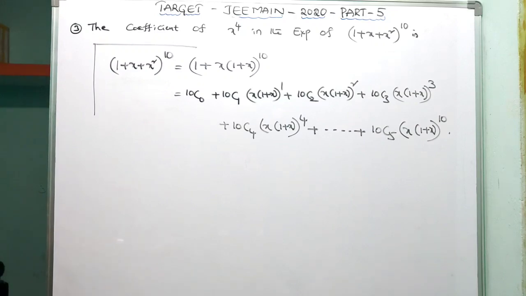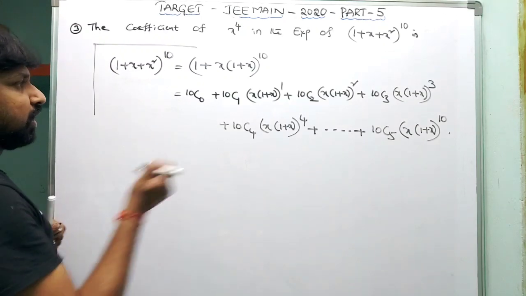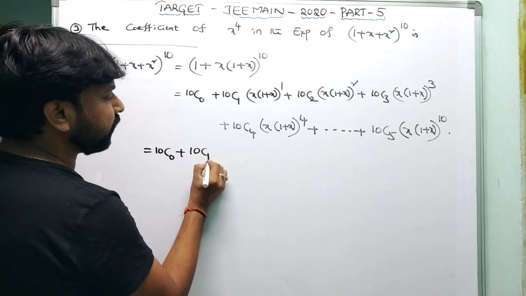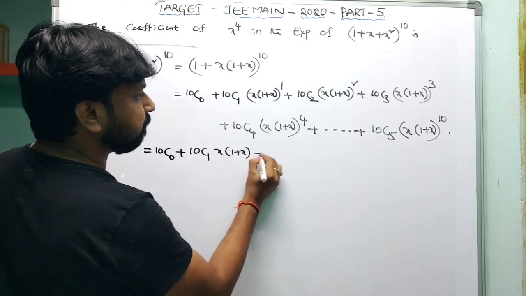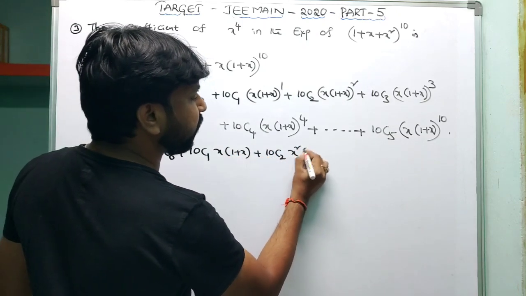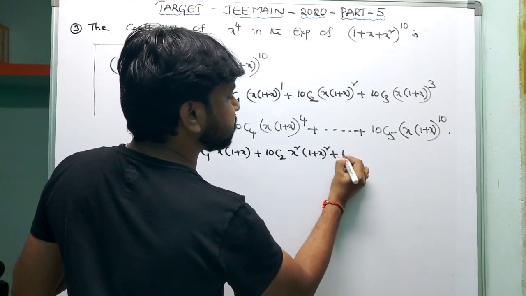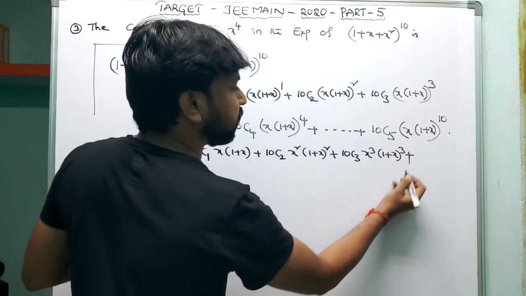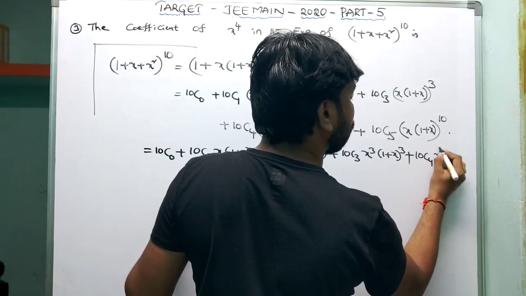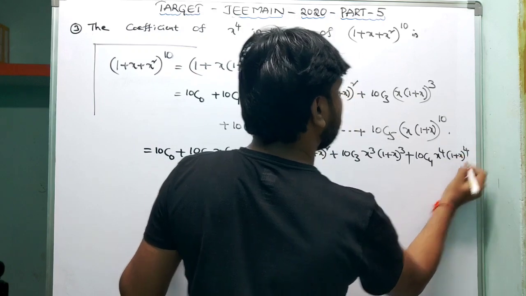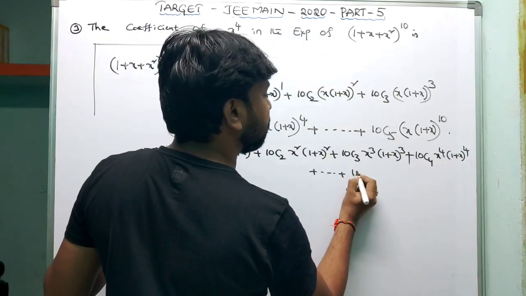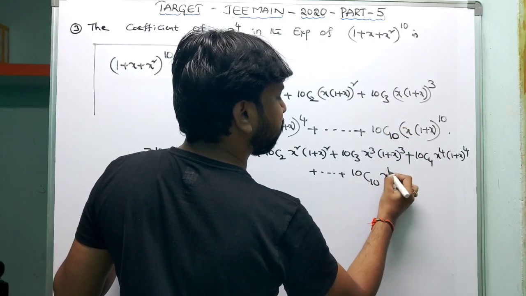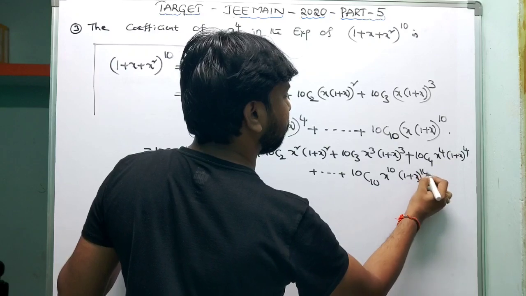Friends, very easy. After expansion, the problem will be very easy. Now look carefully. This is nothing but 10C0 plus 10C1 into x into (1 + x), plus 10C2 into x² into (1 + x)², plus 10C3 into x³ into (1 + x)³, plus 10C4 into x^4 into (1 + x)^4, plus so on, plus 10C10 into x^10 into (1 + x)^10.